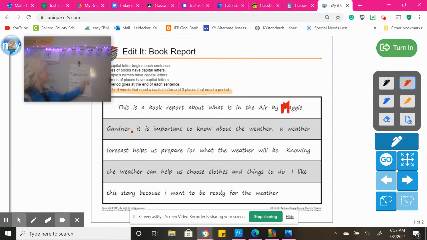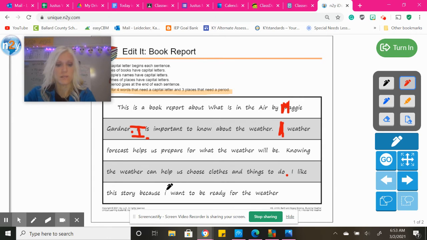Okay. Start of a sentence. I. The I needs to be capitalized. It is important to know about the weather, period. New sentence. Start of a sentence. A. Capitalize A. A weather forecast helps us prepare for what the weather will be like, period. Knowing the weather can help us choose clothes and things to do, period.